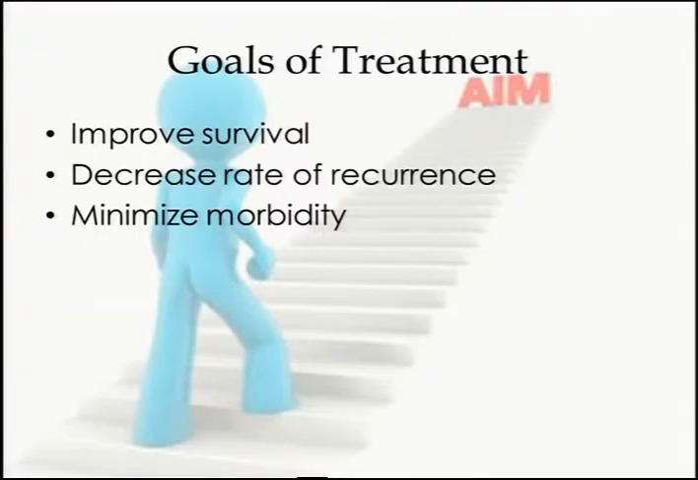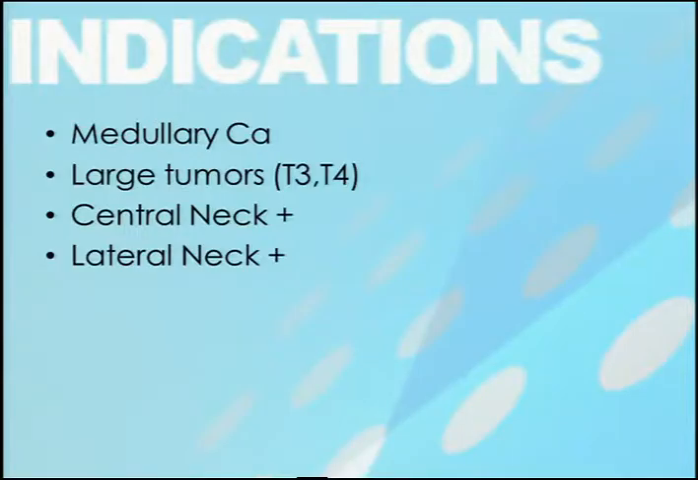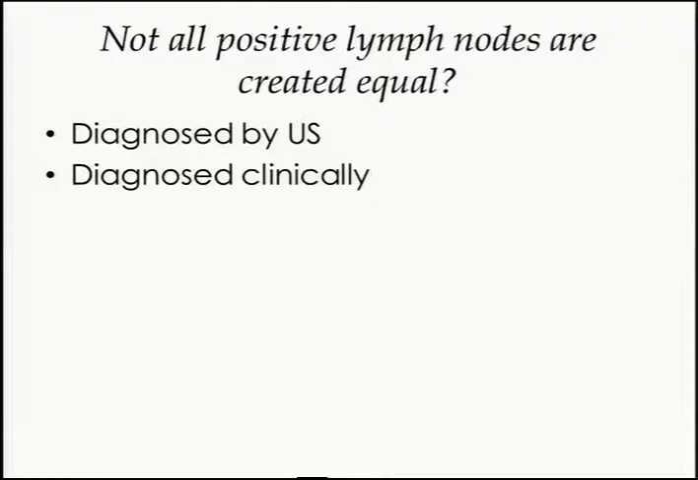And going back to the goals of treatment, we really need to keep in mind we're trying to improve the survival of our patients. In doing that, we're trying to decrease the rate of recurrence, which at most times is what we're dealing with in well-differentiated thyroid cancer. And with that, obviously minimizing morbidity for our patients. So for indications like medullary cancer, large T3, T4 tumor, central neck disease, lateral neck disease, I think there's pretty much a consensus as to an indication for central neck dissection.